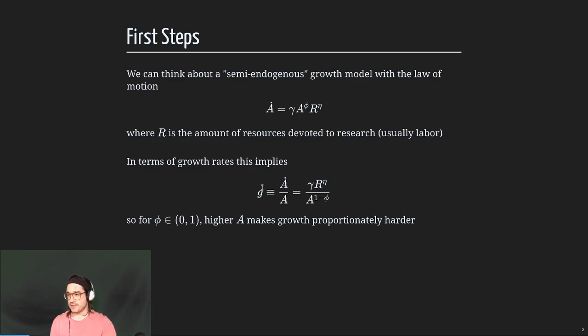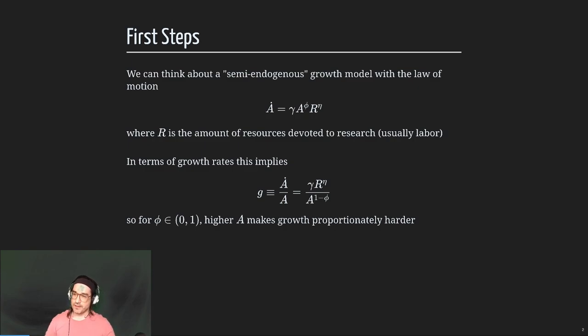Think about this as your growth rate. The top side is just gamma, R to the 8, a basic production function unit. And the denominator is where you really might see how to think about the question of how the current level of technology influences the evolution of future technology. In terms of growth rates, the critical value is 1. If phi equals 1, then this term disappears, and you just get g as some function of how much you're inputting. So g is just a function of the number of researchers you have.